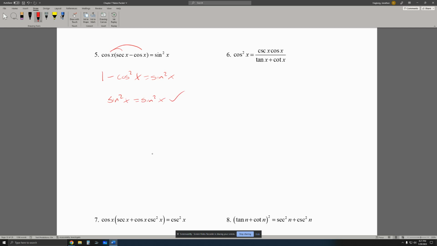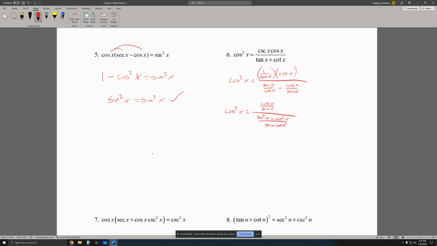Number 6, let's simplify the right-hand side. So we have cosine squared of x is equal to, writing this in terms of sine and cosine, 1 over the sine, and then we have cosine. And then in the denominator, we have sine x over cosine x, plus cosine x over sine x. Okay? So we have cosine squared x is equal to cosine over sine. And then finding a common denominator of sine x cosine x, we get sine squared x plus cosine squared x all over sine x cosine x.